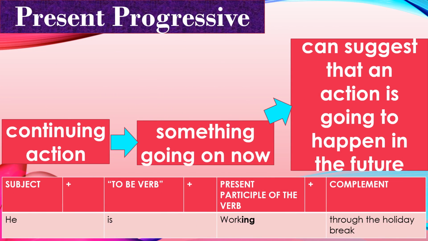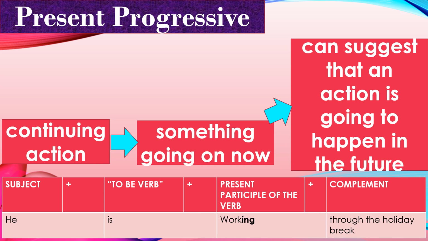Present progressive. The present progressive tense indicates continuing action, something going on now. The present progressive can suggest that an action is going to happen in the future, especially with verbs that convey the idea of a plan or of movement from one place or condition to another. For example, my soccer team is arriving in 2 hours.